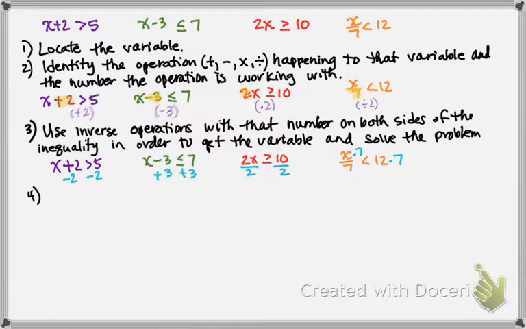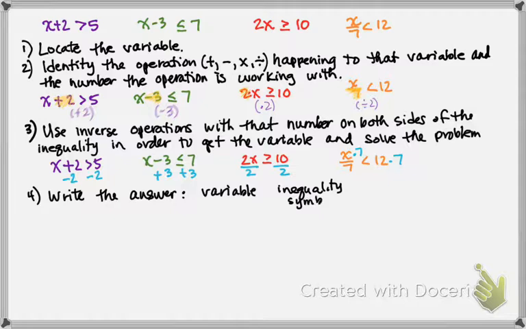So we're going to write the answer, and it takes a particular format: variable, inequality symbol, number. Okay? The reason why we want that variable first is so that when we graph the answer, the inequality is pointing the direction to graph.